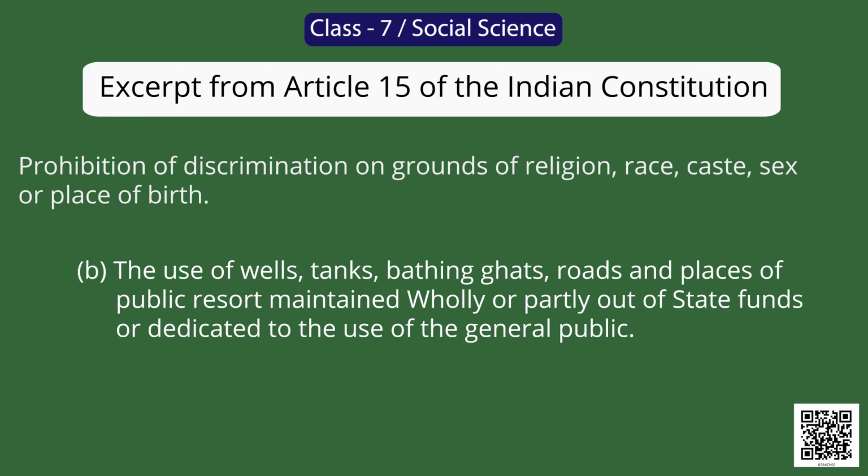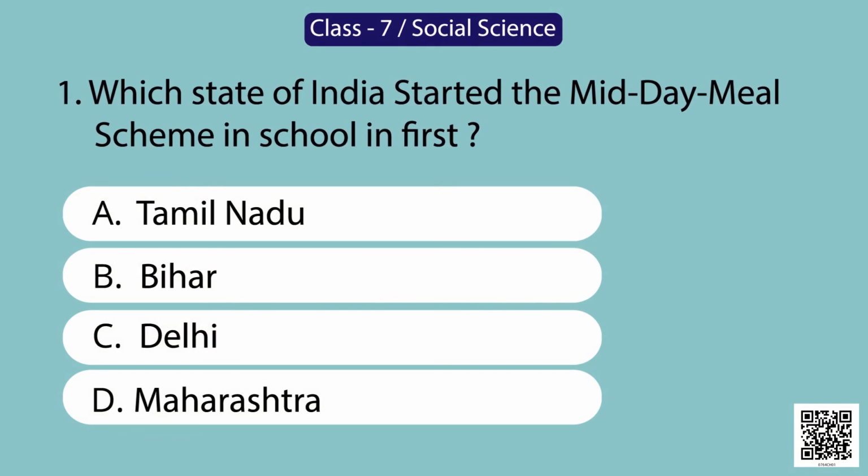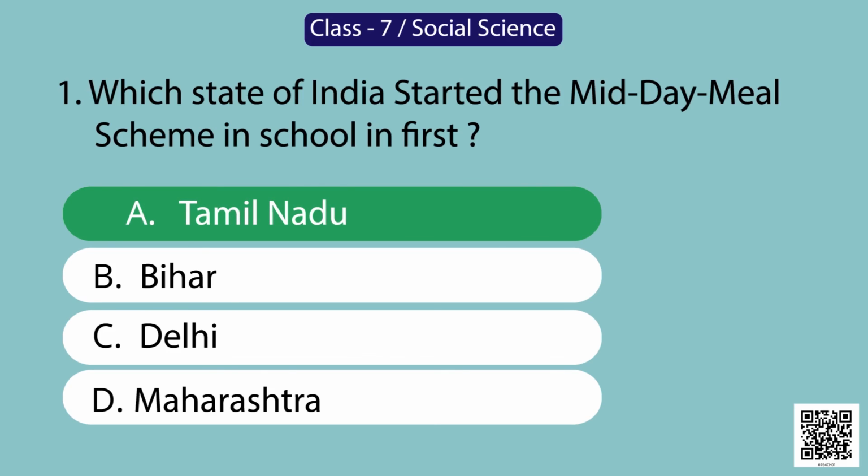Students, now we will check your knowledge of what you have learned from this chapter. Question number 1. Which state of India first started the midday meal scheme in school? Students, this is a multiple choice question. You have to choose one right state from the 4 choices. A. Tamil Nadu, B. Bihar, C. Delhi, D. Maharashtra. Students, as you studied in this chapter, Tamil Nadu was the first state in India to introduce this scheme in 2001. Therefore, A. Tamil Nadu is the right answer.